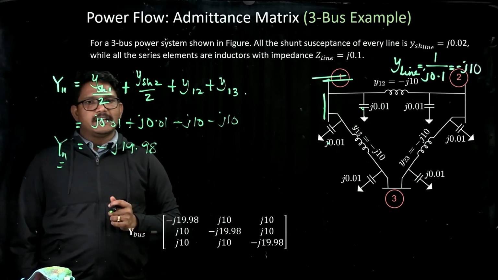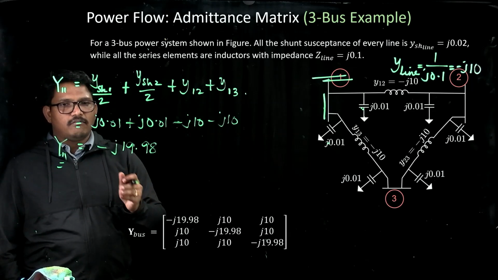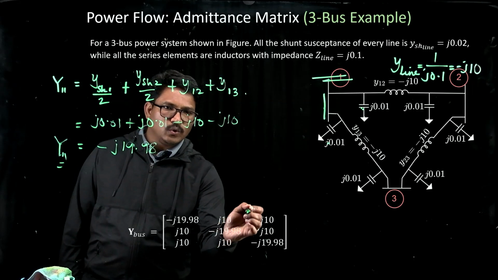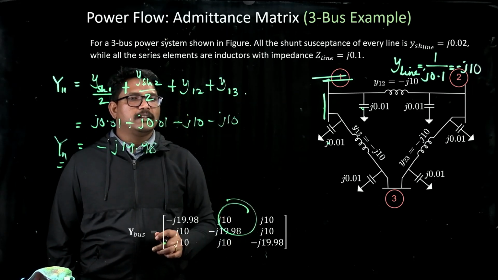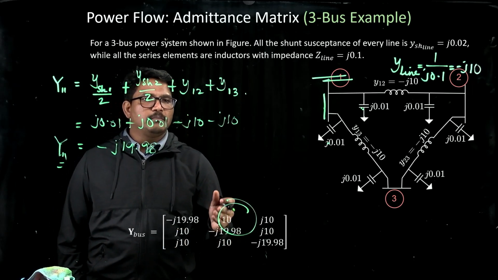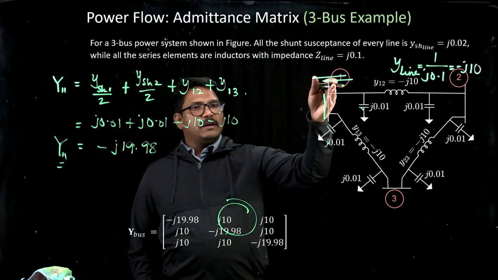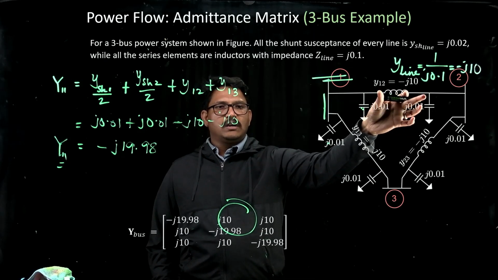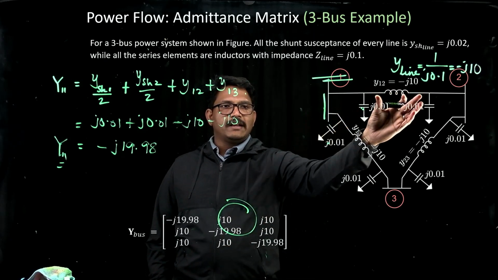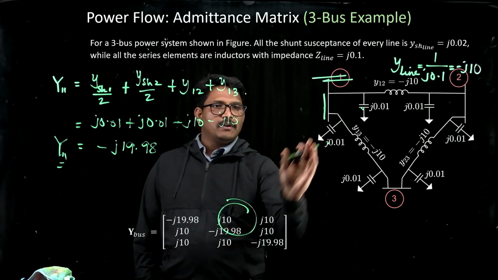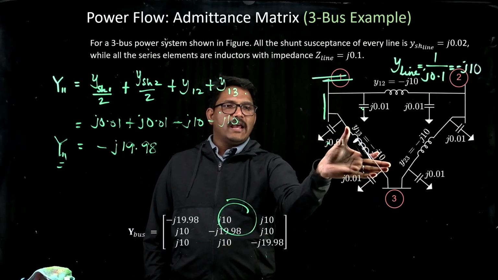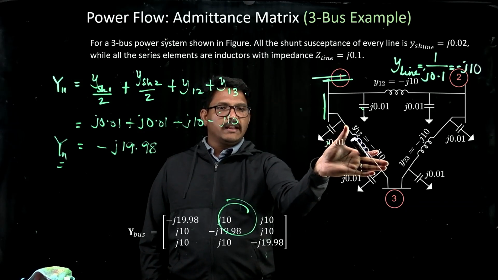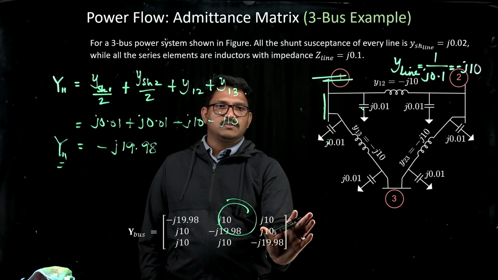Now if you want to get the off-diagonal elements in your admittance bus matrix, corresponding to 1,2, this particular element is nothing but the negative of the admittance between bus 1 and 2. Between bus 1 and bus 2, we have minus j10 as our admittance. So what comes here is the negative of that, minus j10, that is j10. And between 1 and 3, we have minus j10 here, so the negative of the admittance between 1 and 3 is nothing but j10. So that's what is going to come up here.